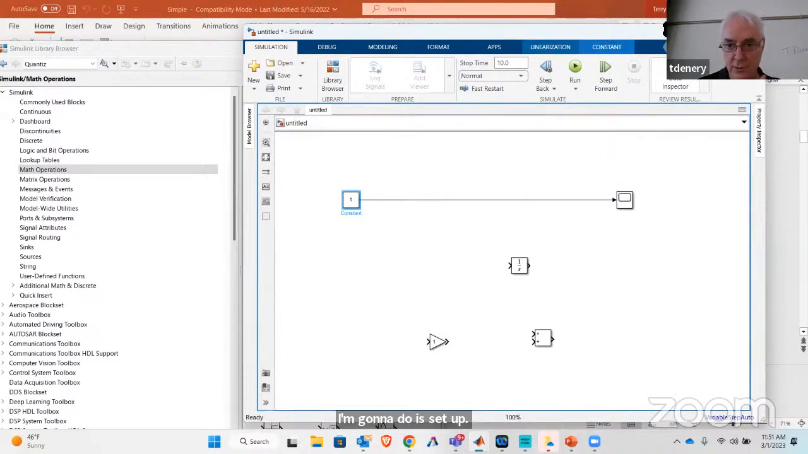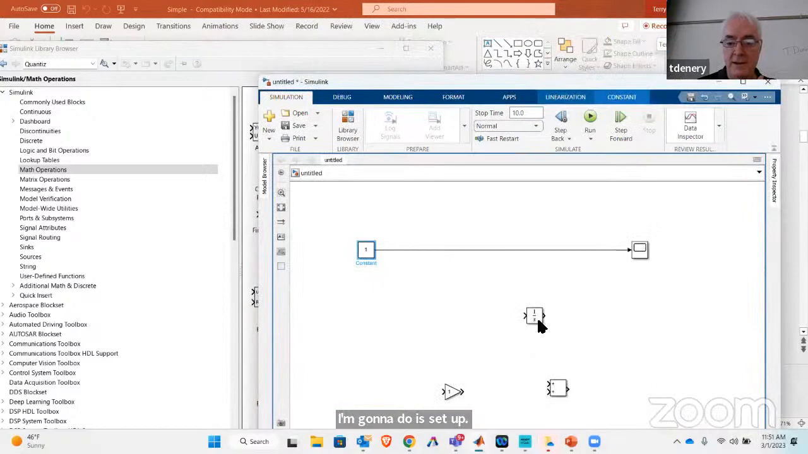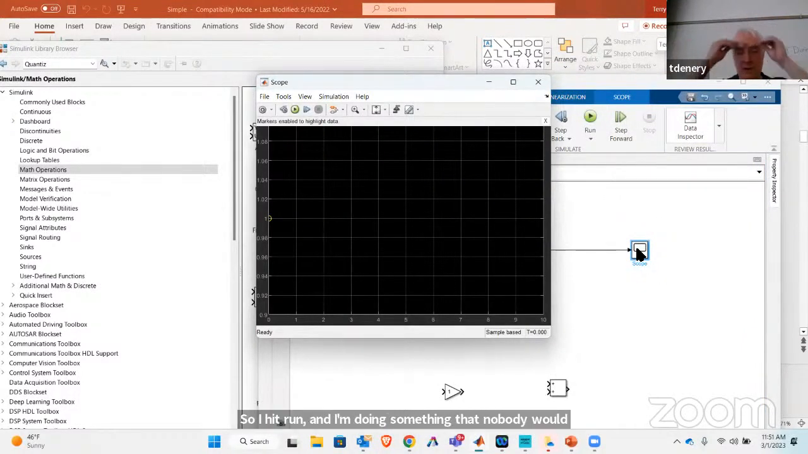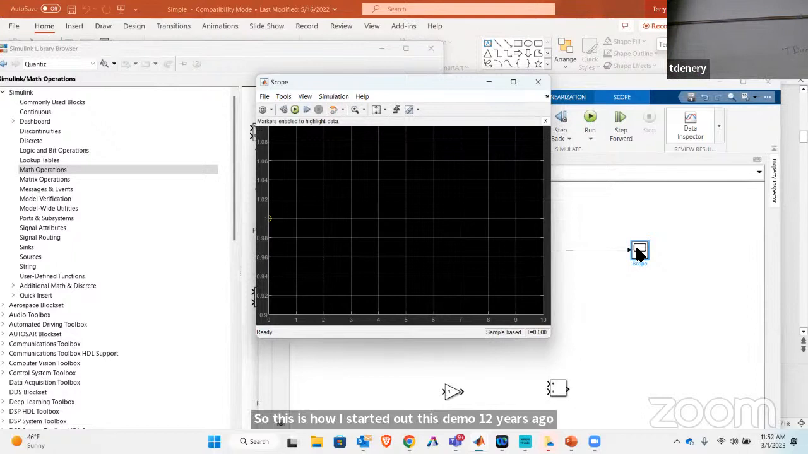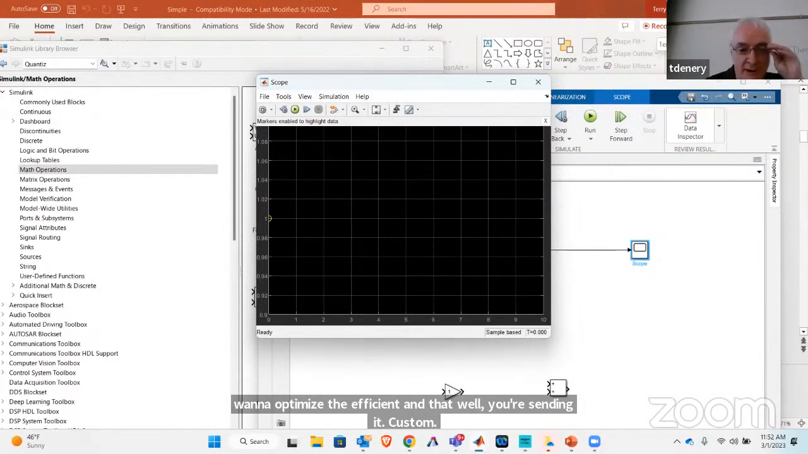So I'm going to set up my initial demo. These blocks just hang out, and I could do anything. I hit run, and I'm doing something that nobody would ever do, which is sending a constant into a scope. This is how I started this demo 12 years ago. It was a little more impressive because I'd see a horizontal line. But our developers wanted to optimize and be efficient, and they said, you're sending me a constant, I only need to make that one calculation. So they give me a single data point.